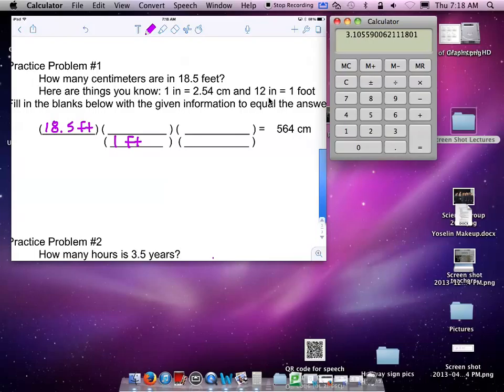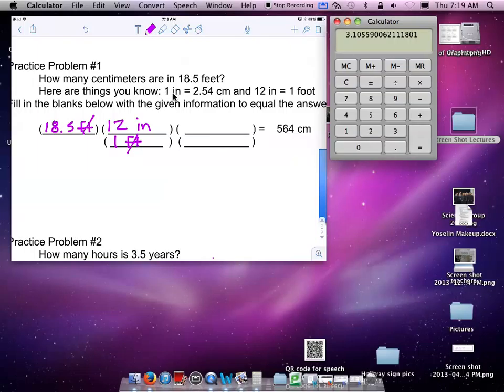Well, 1 foot is equal to 12 inches. You can only put stuff on the top and bottom of a ratio if they equal each other. Because look at, now feet divided by feet will cancel. I'm left with inches. The problem was asking for centimeters, so I'm not done. So now I have to look for something that has inches in it. Oh, well, look at here. 1 inch equals 2.54 centimeters. All right, well, I can use that.